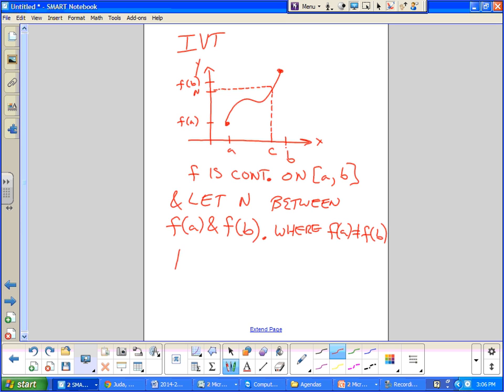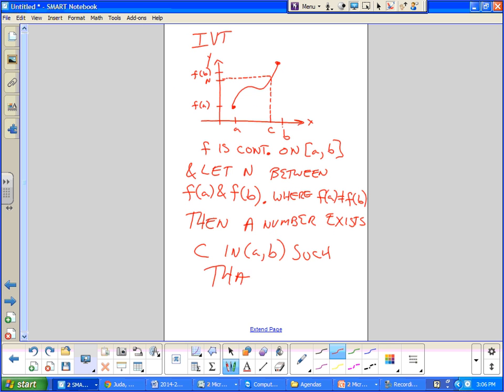Then a number C exists, which I have on the graph, in the open interval A to B, such that f of C equals n. And this is a big deal for us in calculus. We'll use this all the time on our AP problems.